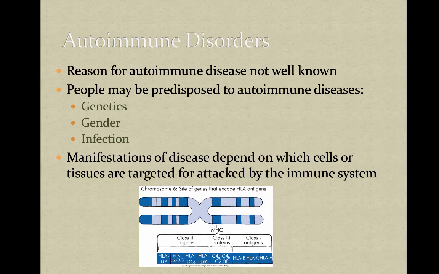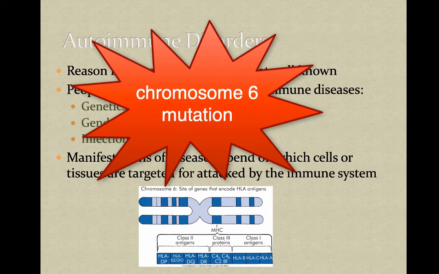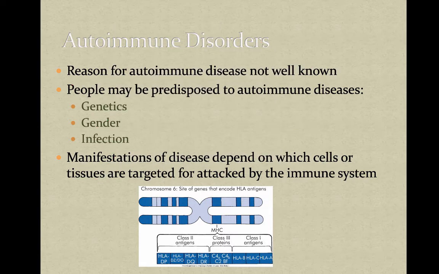So there are some factors that may predispose people to autoimmune disorders. One is that there's a genetic component. In part, it is related to the genes on chromosome 6, which code our own unique antigens. So remember that our HLAs are what allow our T cells to recognize self from non-self. So if there is a genetic mutation on chromosome 6, then it is possible for our T cells to not recognize our own self cells.